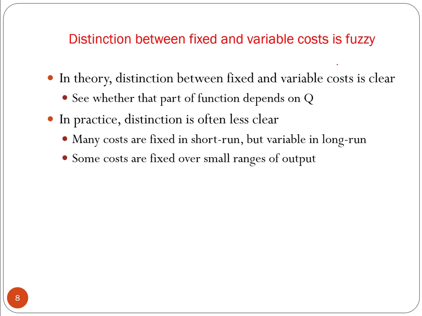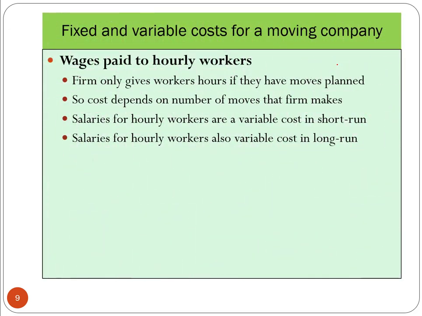And some costs are fixed over small ranges of output. So if you have a shoe factory, it may not matter much whether you produce 100 pairs or 200 pairs, but it would make a difference if you needed to make, say, 1,000,000 pairs and needed to build 3 new factories to build them. So they may be fixed over small ranges of output.